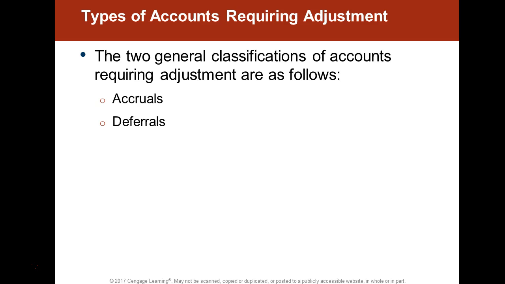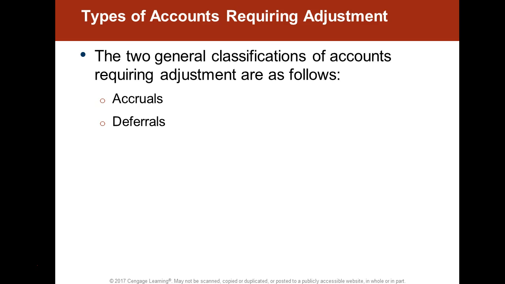So the different types of accounts that require adjustments: accruals, deferrals. Deferrals are going to be, again, if you were to provide a service to a client, but before you provide the service, they actually paid you cash. So you increase your cash by $1,000, and then you have to increase this liability because you have an obligation to provide the service. Well, over time, you provided the service. So now you have to adjust it.